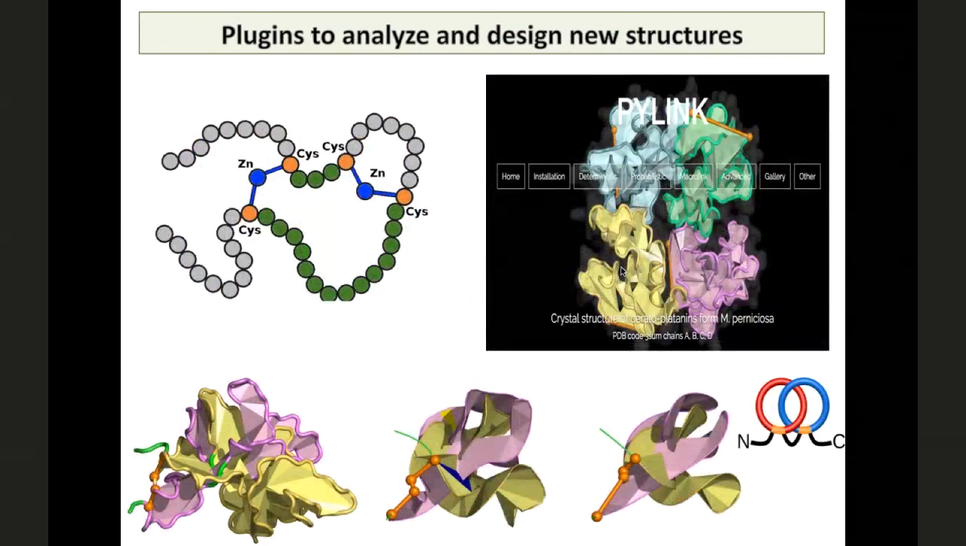And the same with the links. In this case, you can also make links by cysteine bridges or by ions. And then you can span the minimal surface and see what type of structure you can observe.